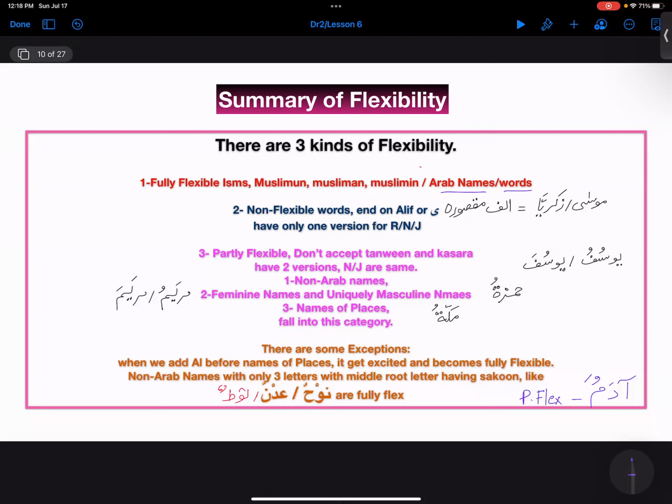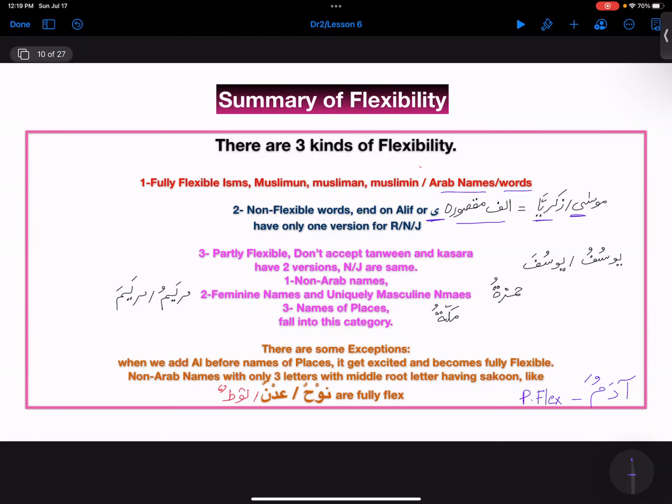Non-flexible words end on alif maksura. And what is alif maksura? You can remember the words Musa, Isa, and Zakaria, Dunia. All these are examples. We need to remember these words. They are going to be non-flexible words. And how many statuses are they going to show us? Only one status they are going to show.